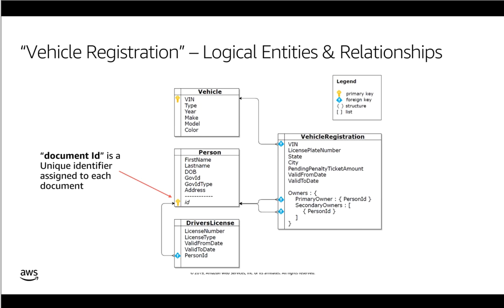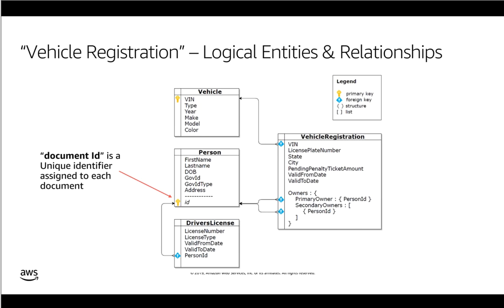In the person table, however, you have 2 choices. One is to have an index on the gov ID, the government ID, which could be a social security number or the driver's license number or the passport number, and so on and so forth. Or you could also use the implicit document ID, which is essentially a part of the document's metadata and uniquely identifies that particular document in the table.